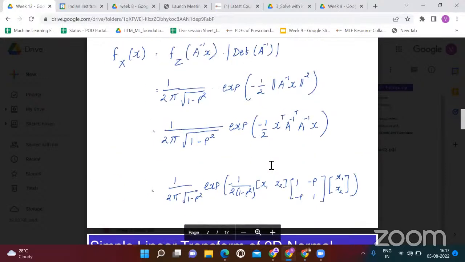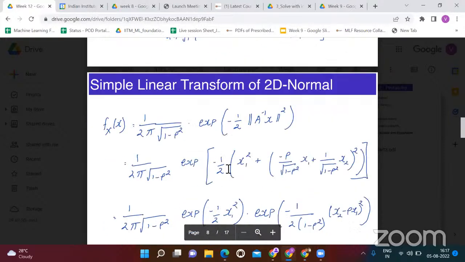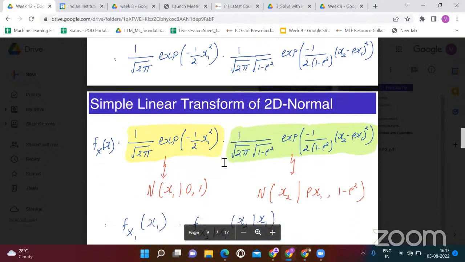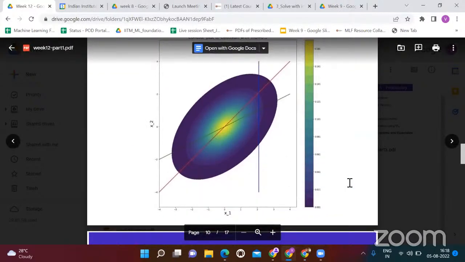So the Jacobian we already know. We are just multiplying the PDF function that we already had with the Jacobian, and in the end we will see that this can be written in the form of a normal distribution of x1 given 0 and x2 given rho x1 with the variance of 1 minus rho square. The same thing is plotted here.